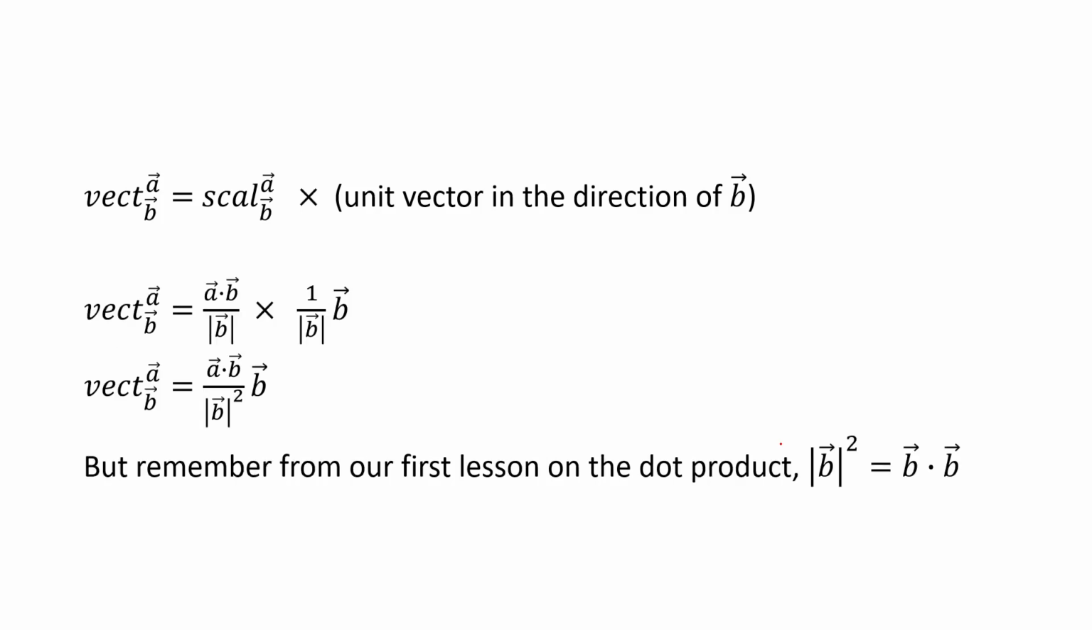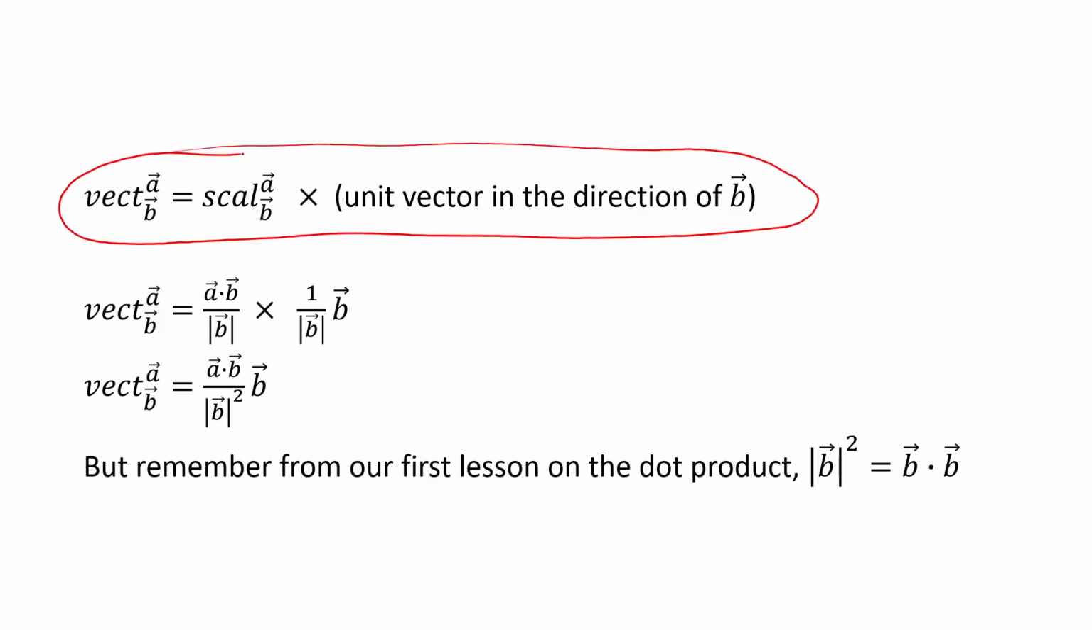So, the vector projection of a onto b, as we've said now a couple of times, is the scalar projection of a onto b times a unit vector in the direction of b. We know the scalar projection of a onto b is given by a dot b over the magnitude of b. We know a unit vector in the direction of b is given by 1 over the magnitude of b times b. Multiplying these denominators together gives us the magnitude of b quantity squared.